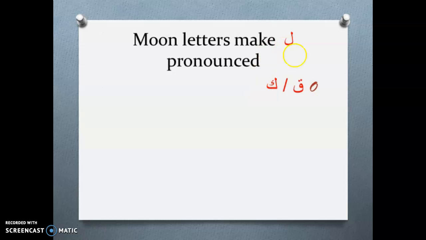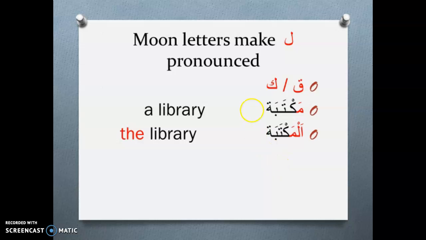قاف. We had an example for this, which is قمر القمر, the most famous example. And we had an example for كاف, كتاب الكتاب. Now for the letter ميم, مكتبة المكتبة.